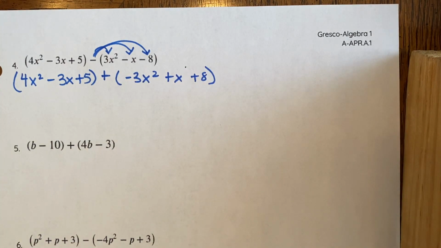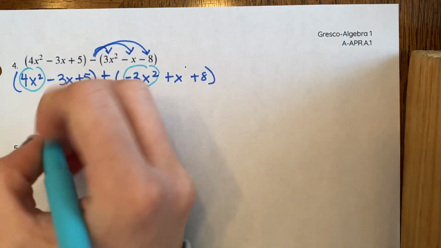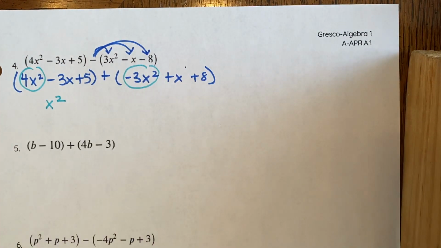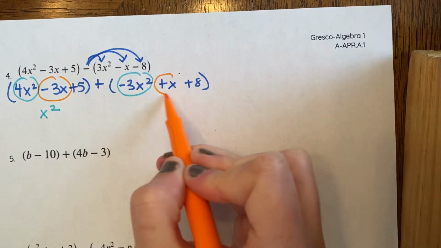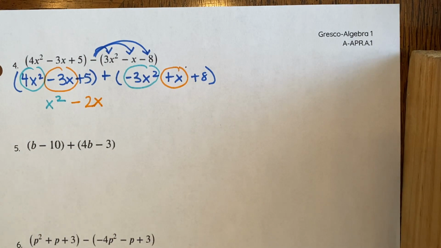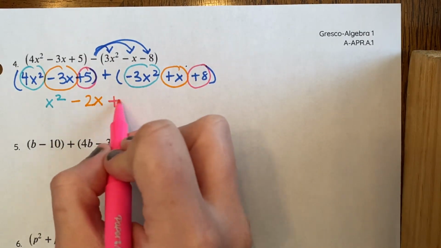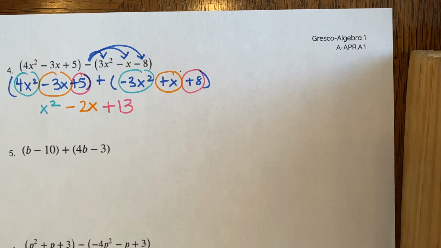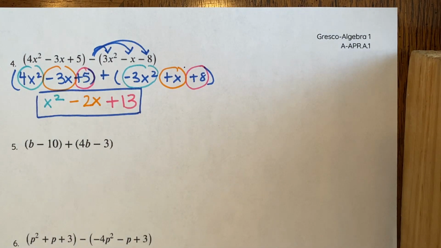Now we can go ahead and combine our like terms. So I have a 4x squared and a negative 3x squared, so I'm left with just a 1x squared. Then I move to my x's, a negative 3x and a positive x becomes a negative 2x. And then a plus 5 and a plus 8, I would get plus 13. So that would be my final answer for this one here. So again, I'm just combining like terms. And everything's color-coded so you could see the things that would add up and match together.